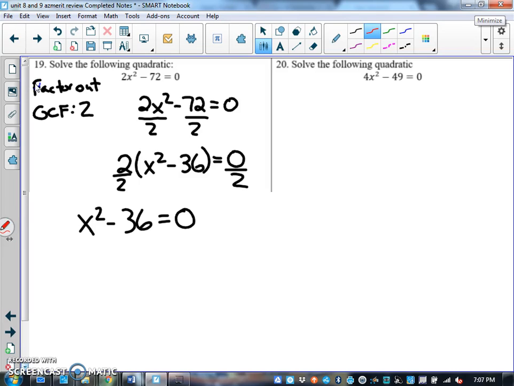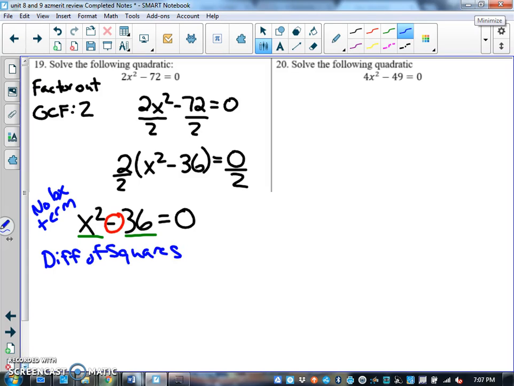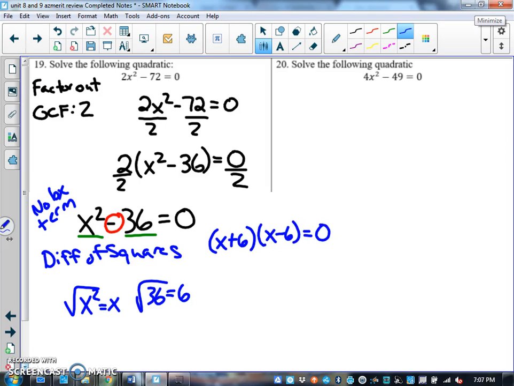I notice a couple things here. I notice this is subtraction. I notice x squared is a perfect square. 36 is a perfect square. I notice that I have no bx term. So that means I have a difference of squares, and this is easy to factor now. What I'm going to simply do here is take the square root of x squared, that's equal to x. Take the square root of 36, that's equal to 6. And what I'm going to have now is my two factors, x plus 6 times x minus 6, and that's going to be equal to 0.